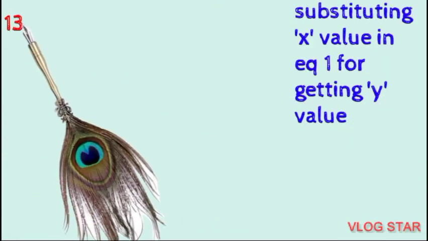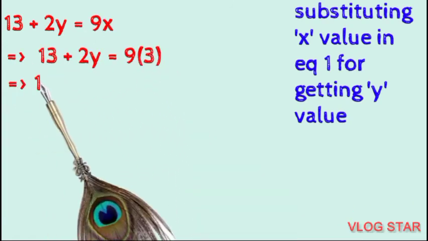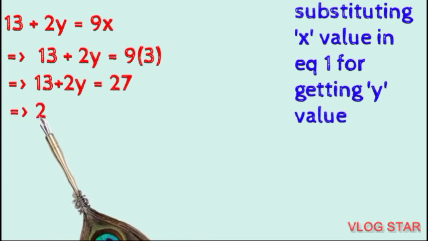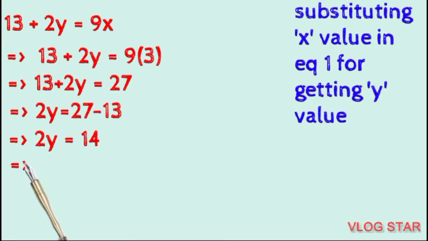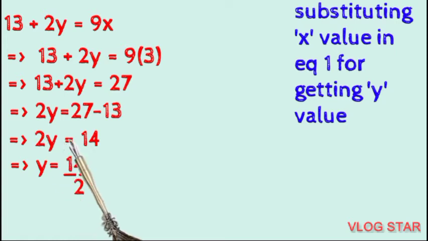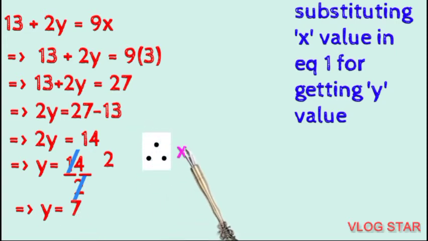Substituting the x value in equation 1 for getting the y value. 13 plus 2y equal to 9x. That implies 13 plus 2y equal to 9 into 3. That implies 13 plus 2y equal to 27. That implies 2y equal to 27 minus 13. That implies 2y equal to 14. That implies y equal to 14 by 2. 14 gets cancelled in the 2 table with number 7. That implies y equal to 7. Therefore x equal to 3 and y equal to 7.